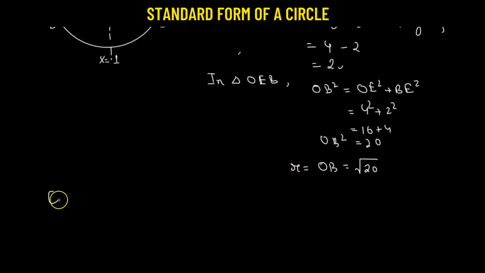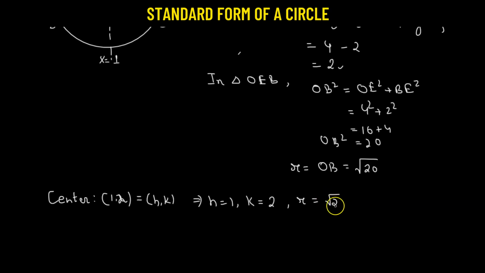So now we have the information about the circle. The circle has center (1, 2), and since this is the coordinate (h, k), that immediately gives us the value of h. Our h value is 1, which we've already determined. The k value is 2, and our radius is the square root of 20. So let's now find the equation of the circle.